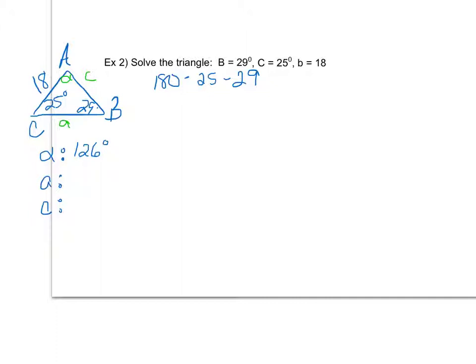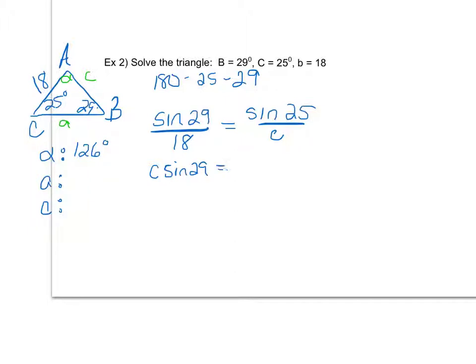And now from here I can solve for either A or C. I'm going to go ahead and use B and 18 since I know both of those. Sine of 29 over 18 equals, if I go ahead and solve for C, since I already know angle C, sine of 25 over C. I have a proportion, so I cross multiply. And in order to get C by itself, I divide by sine of 29 on both sides. I'll go ahead and put that step in.